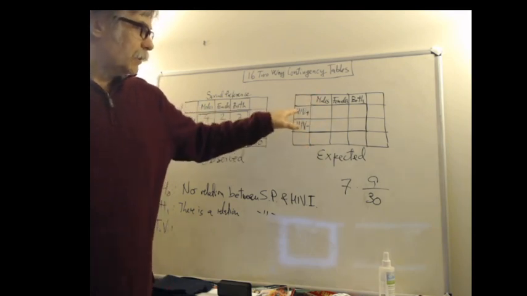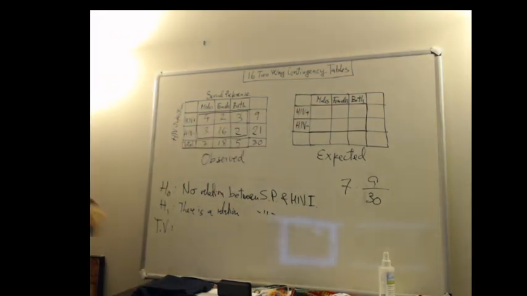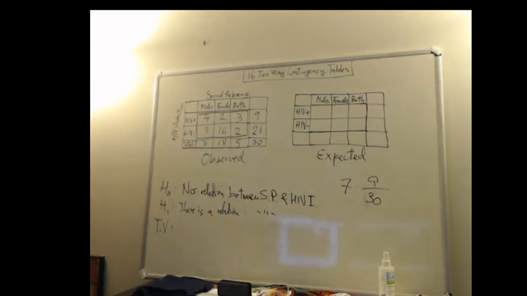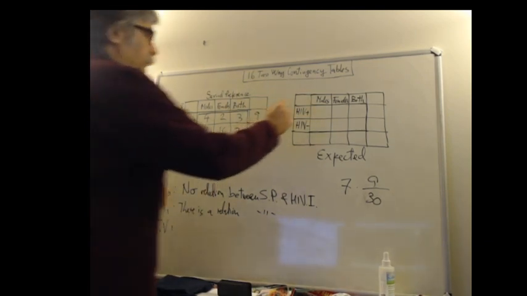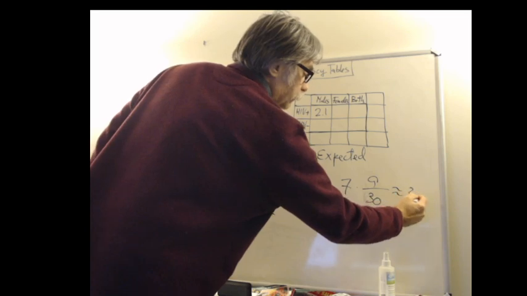Gays that are infected, are HIV positive. I got that by multiplying 7 times 9 divided by 30. Now you could use a calculator to calculate. Of course, I already have that calculator, so I'm not going to bother with that. I have 2.1. You can check that out.